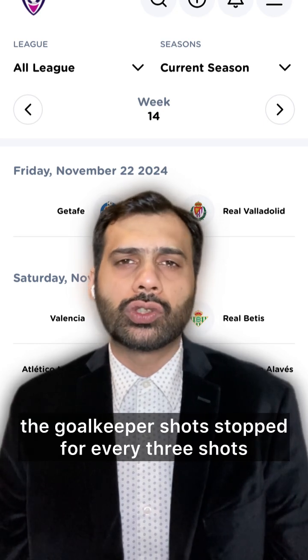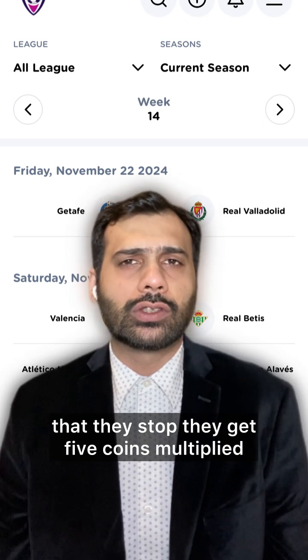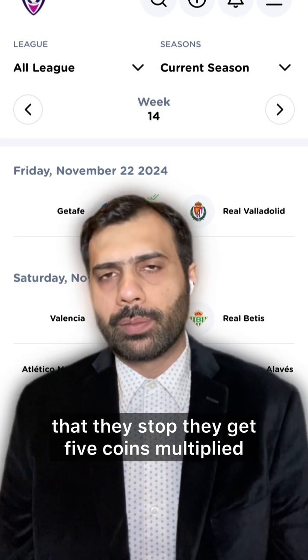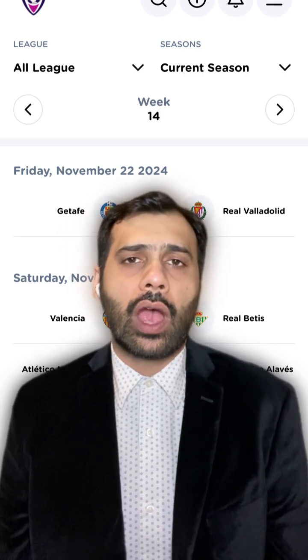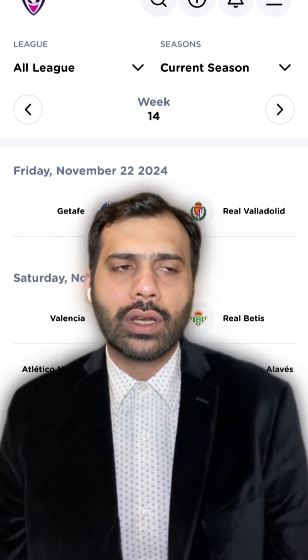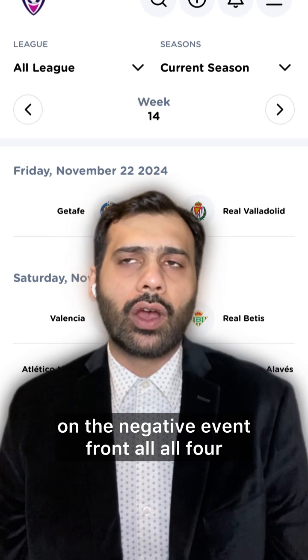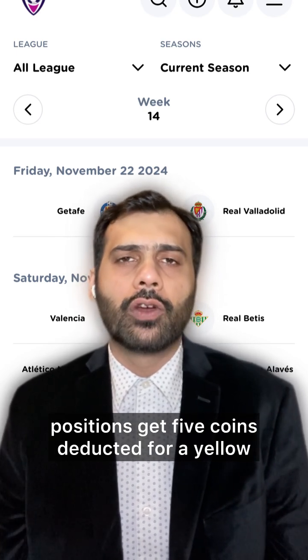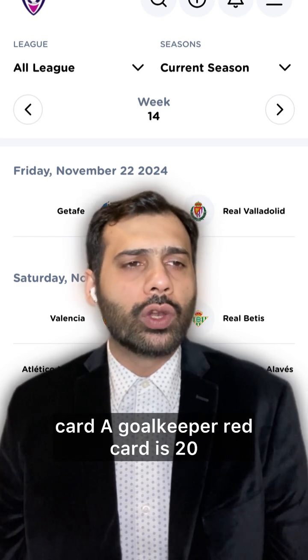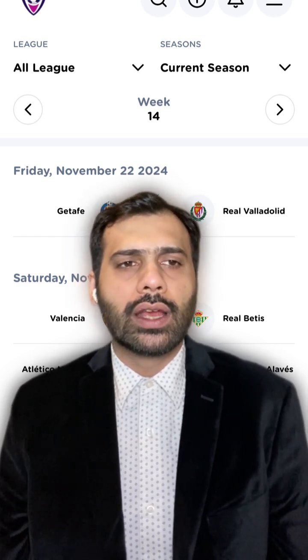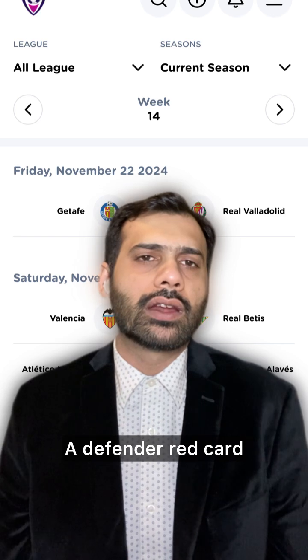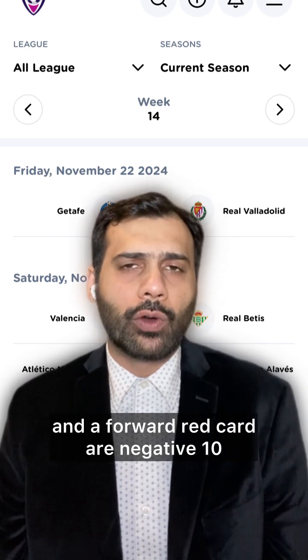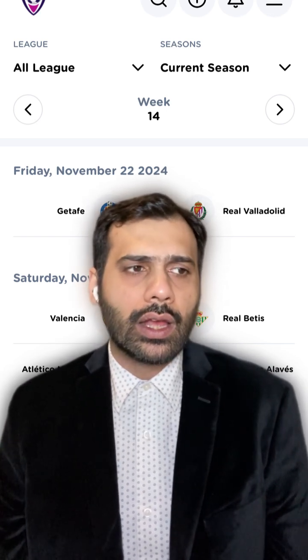For the goalkeeper shot stop, for every 3 shots that they stop, they get 5 coins multiplied by the shares to see how much value we need to add to the player. On the negative event front, all 4 positions get 5 coins deducted for a yellow card. A goalkeeper red card is negative 20, and a defender red card, midfielder red card, and forward red card are negative 10.